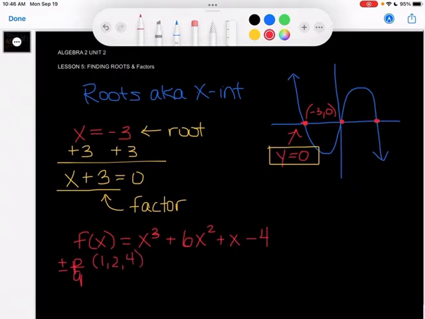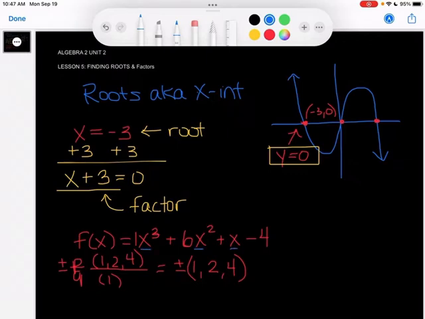And q is all the factors of the leading coefficient. Well, in this case, that's a 1, so that's just 1. So I'd put each of these numbers over 1. So 1 over 1 is just 1, 2 over 1 is just 2, and 4 over 1 is just 4. So the only possible rational roots for this function will be 1 or -1, 2 or -2, or 4 or -4. So one way to figure this out is to plug each of these in for x.